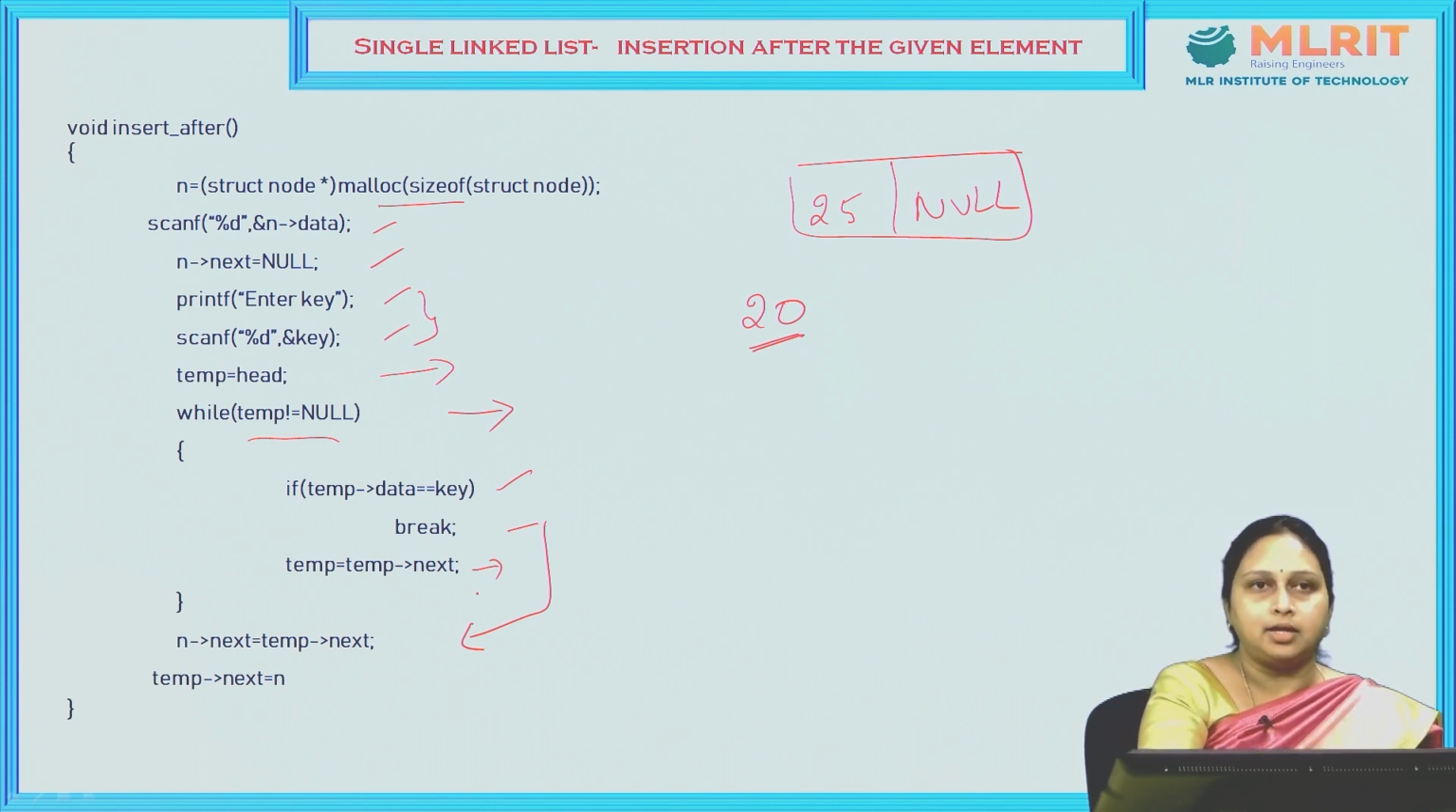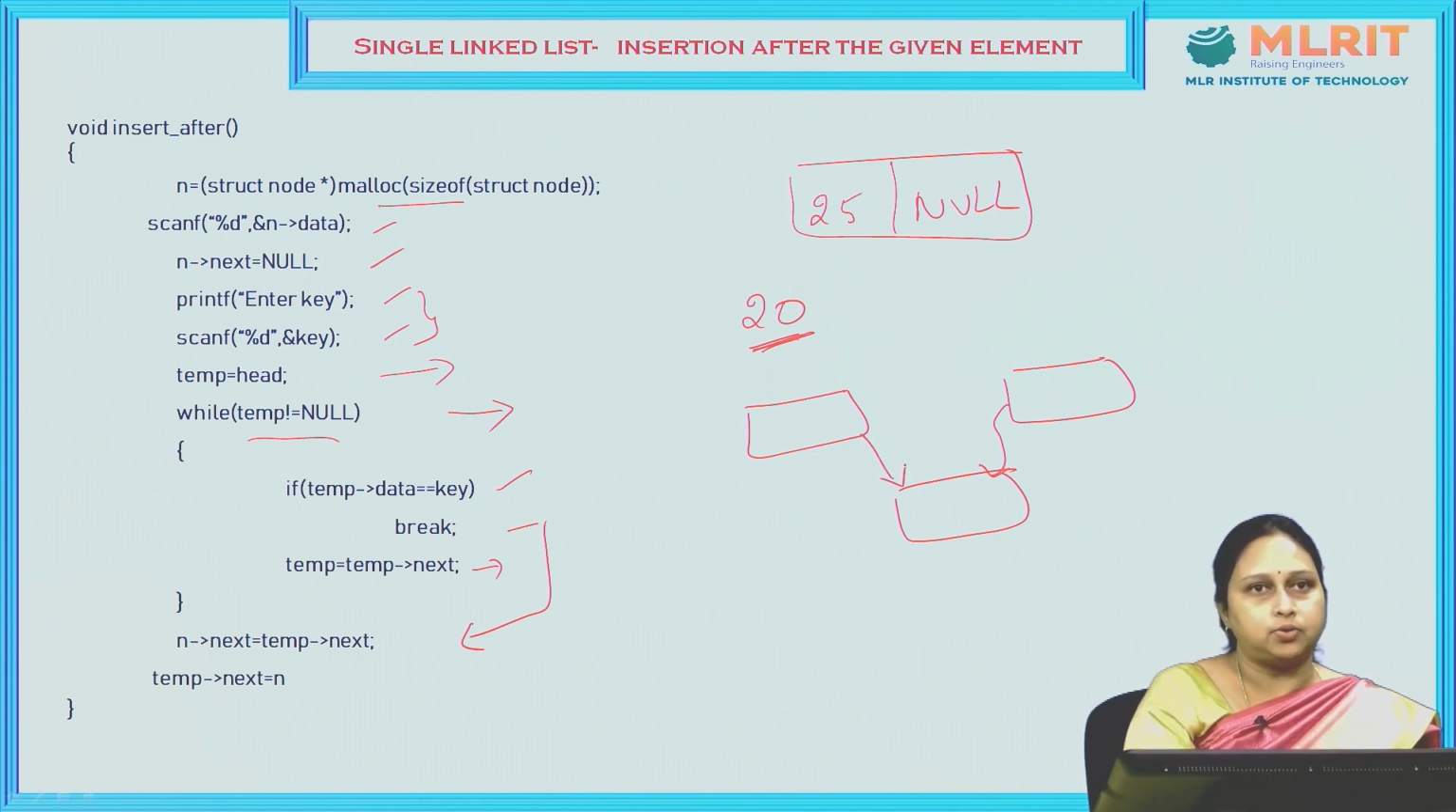Okay. Next, after doing this, if we have reached the key value, now we need to make the connection between the new node, the node which we have created, and this one, this way. For that, the statements which we have written are n arrow next equal to temp arrow next and temp arrow next equal to n. This way, we are going to implement our insertion of a new node after the given element.